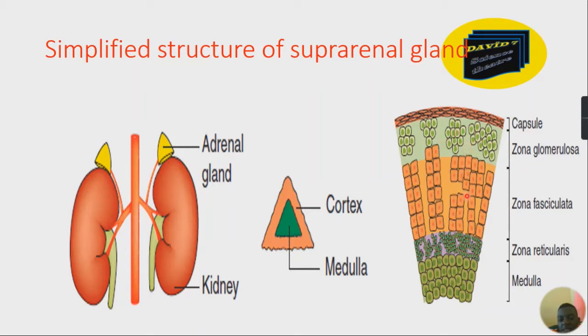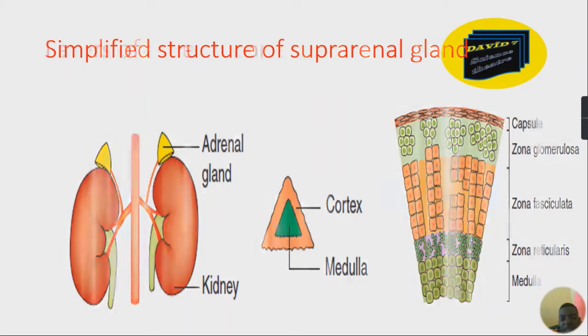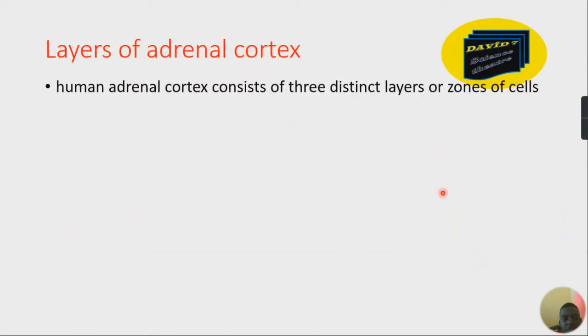As you can see here, this is a full adrenal gland. This is the capsule of the gland. Then we have the zona glomerulosa, the outer part of the cortex, and the middle part of the cortex, the largest one, is called the zona fasciculata. Then we have the zona reticularis, the deepest part of the cortex. And this is the medulla. So there are layers of cells forming distinct zones within the cortex. Let's talk about those layers.